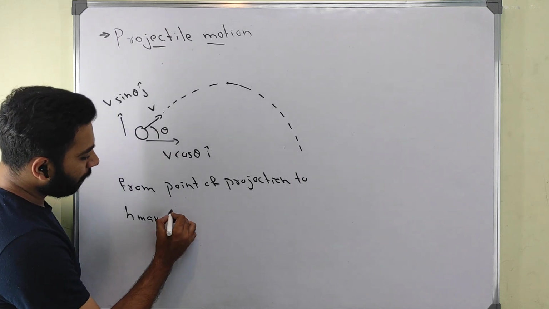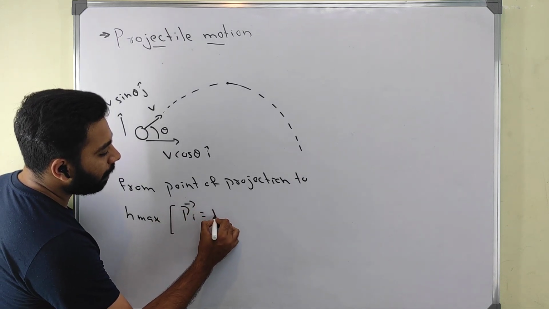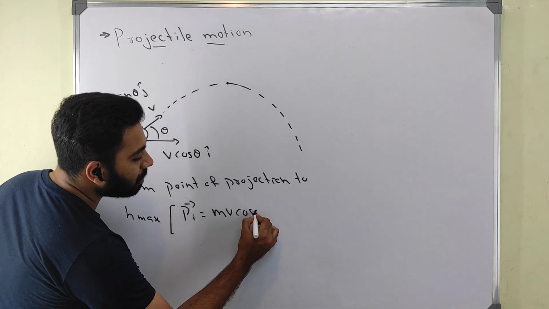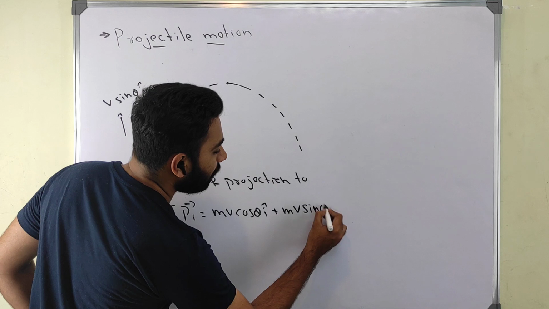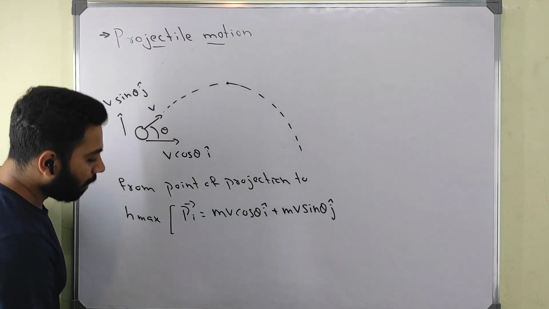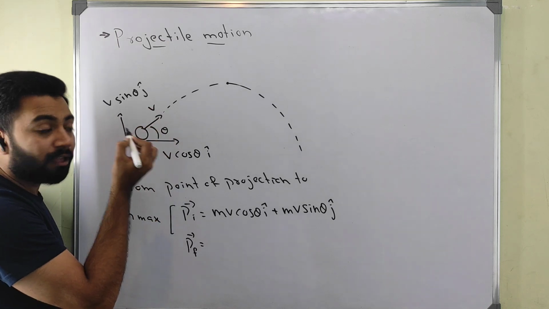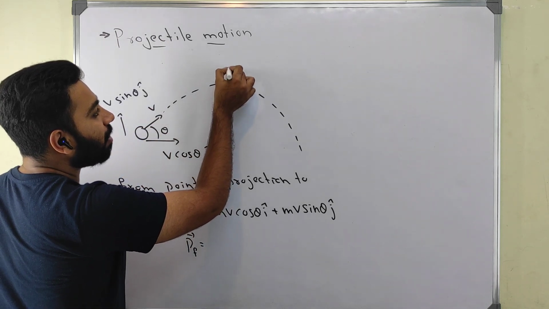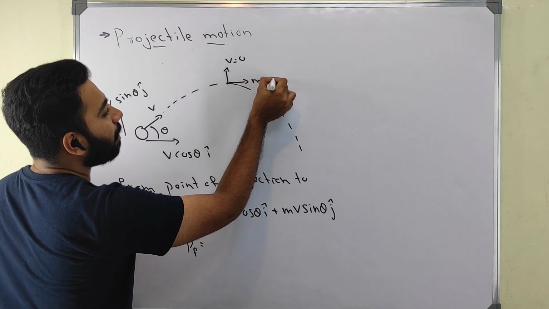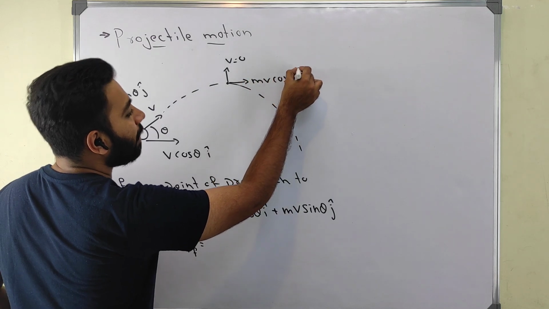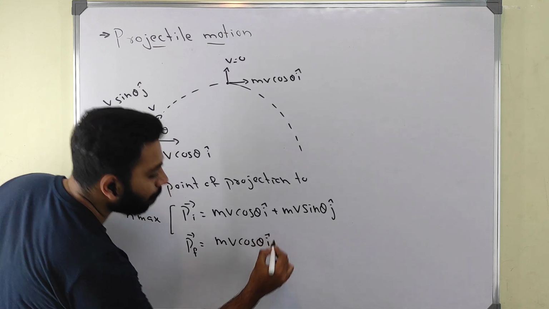We know one thing: our initial momentum value is mv cos theta i cap plus mv sin theta j cap. Now they are saying that it is at maximum height at this point. At this point the vertical velocity will be 0 and we will have only the horizontal velocity, so the momentum is mv cos theta i cap only.